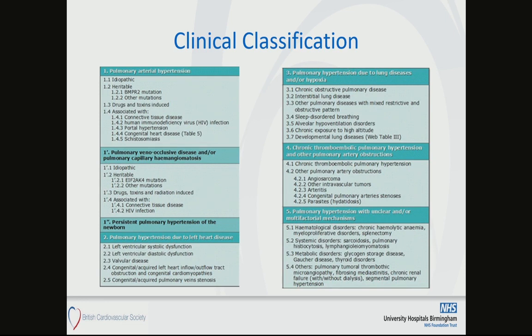The ones as general cardiologists that you'll see most frequently are going to be the pulmonary hypertension due to left heart disease, incredibly prevalent, and lung disease and hypoxia. This is your CTEPH and slightly more unusual causes of pulmonary artery obstructions. So people would say congenital pulmonary arterial stenosis. And then you've got all this unclear or multifactorial mechanisms. Okay.